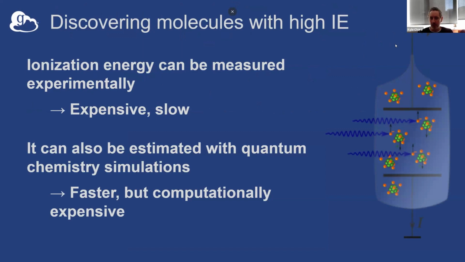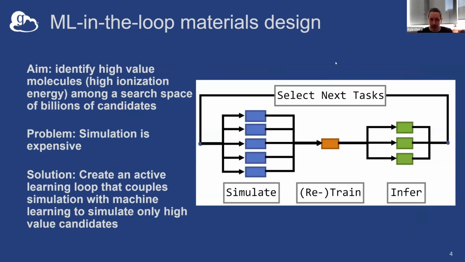We can also do it with quantum chemistry simulations. This is significantly faster than doing it in a lab, but it's still computationally very expensive to run these things. We're talking about using entire supercomputers for reasonably large-scale sweeps across potential molecules. So we're going to look at a method of using machine learning to try and optimize this task. Again, our aim: identify molecules that have high ionization energy among a search space of billions of candidates.